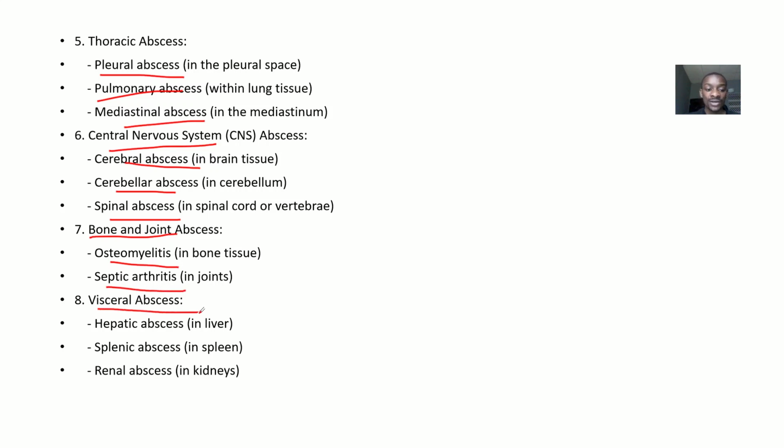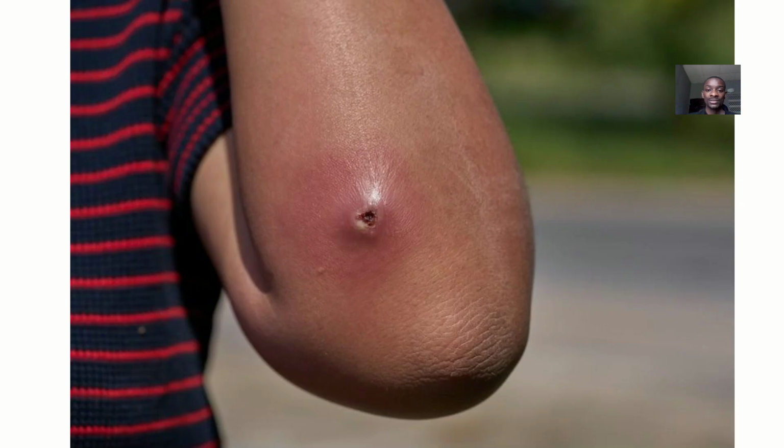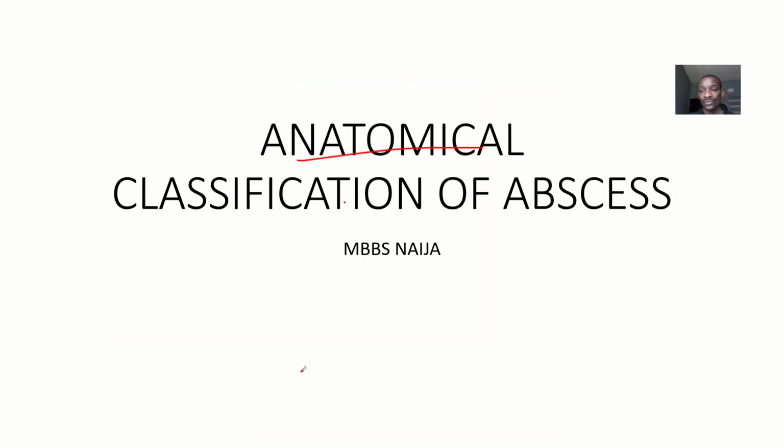Then visceral abscess. This one is basically in the organs. Anything visceral is talking about organs. So you have hepatic abscess in the liver, splenic abscess in the spleen, renal abscess in the kidneys, and all that. So I think this is a good overview, a good compilation of the anatomical classifications of abscess.